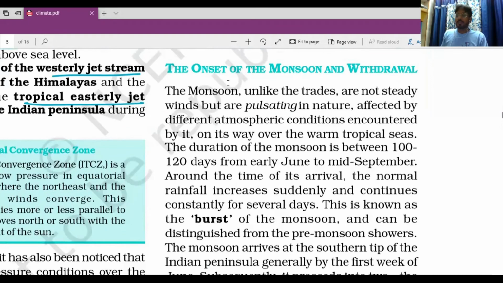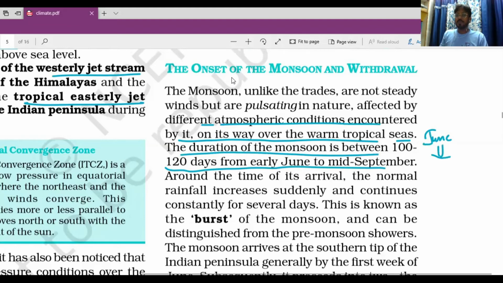So monsoons, unlike the trades, are not steady winds, but are pulsating in nature, affected by different atmospheric conditions and countered by them. On its way over the warm tropical seas, the duration of the monsoon is between 100 to 120 days from June to mid-September. So when it started raining, from June to September.